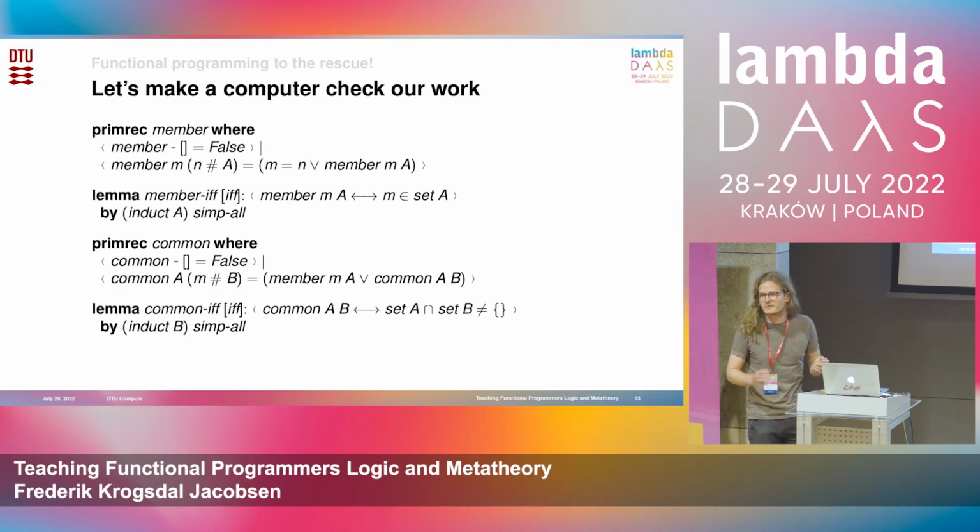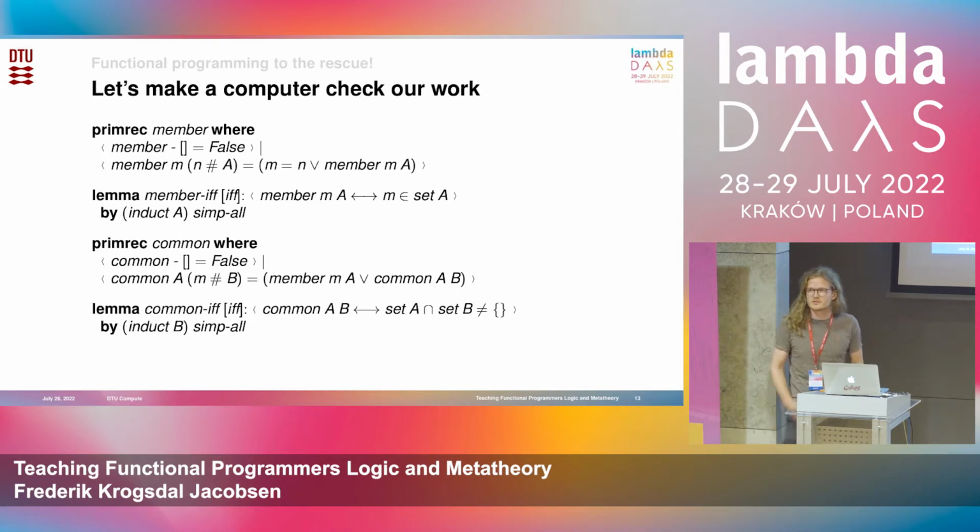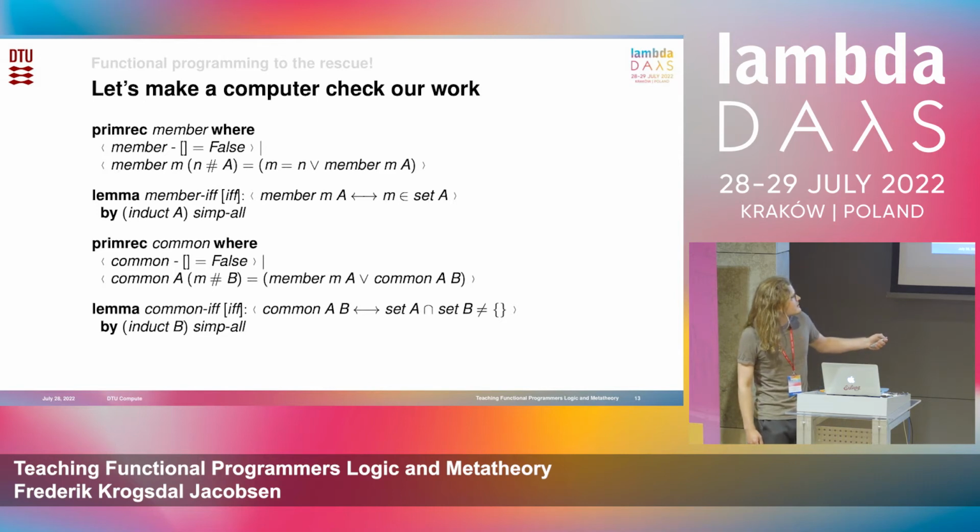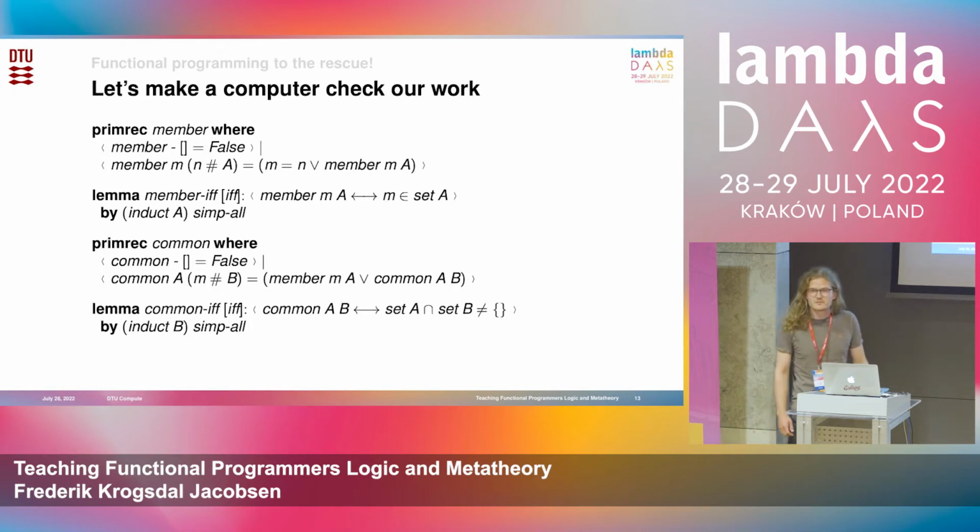We also have a common function. It checks whether two lists have an element in common. So if it's a member, then it's in common. If it's a member in the other one, and otherwise we just check the rest of the lists. And again, we can see that this is actually the case by induction on B this time. So these are some very basic proofs and definitions.